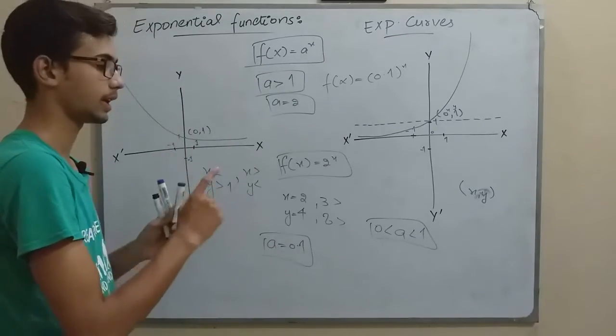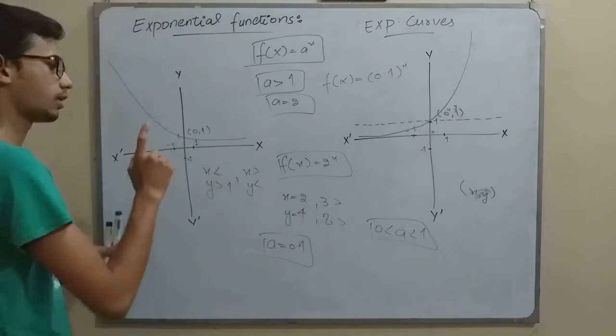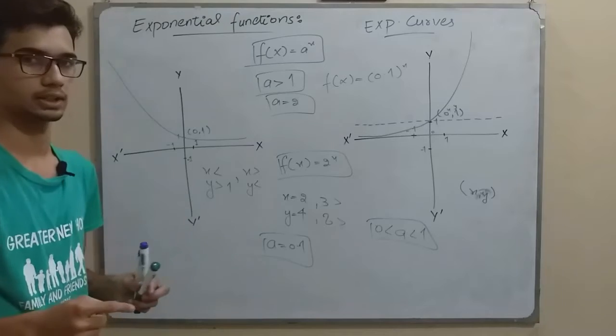In this case, if the base has values between 0 and 1, you must remember that the graph will always pass through these coordinates.